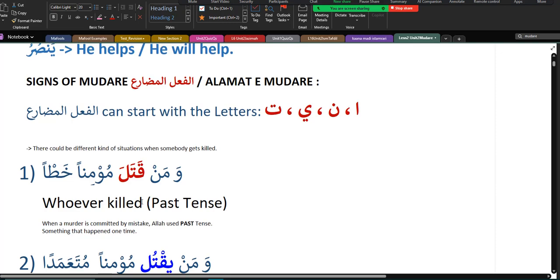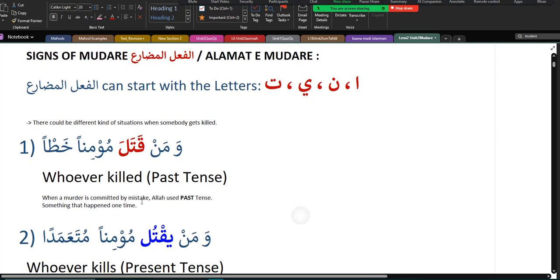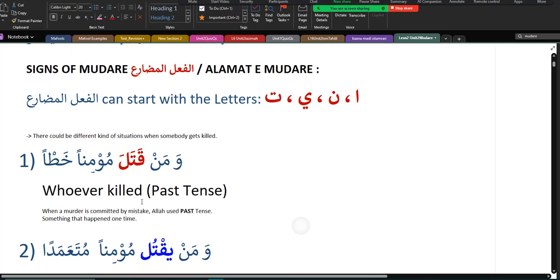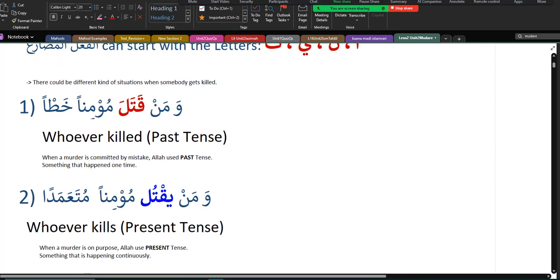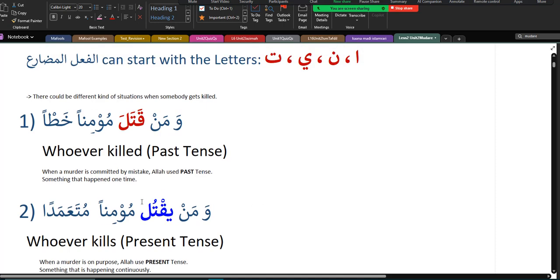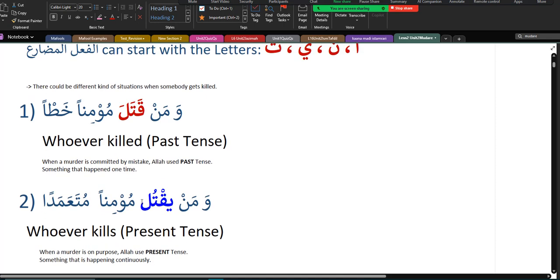The similar ayah is found in the Quran. وَمَنْ يَقْتُلْ مُؤْمِنًا مُتَعَمِّدًا. So whoever kills. So here, when a murder is on purpose, it is not by mistake. If it is on purpose, Allah subhanahu wa ta'ala has used present tense. That is something that is happening continuously.